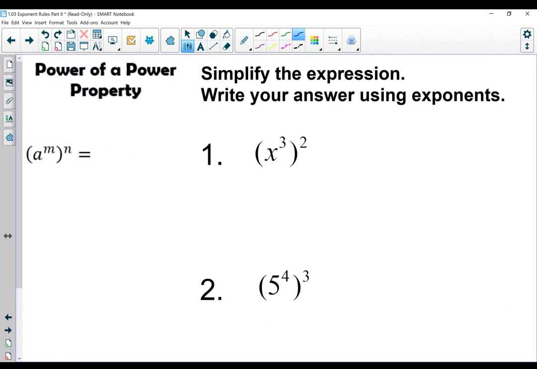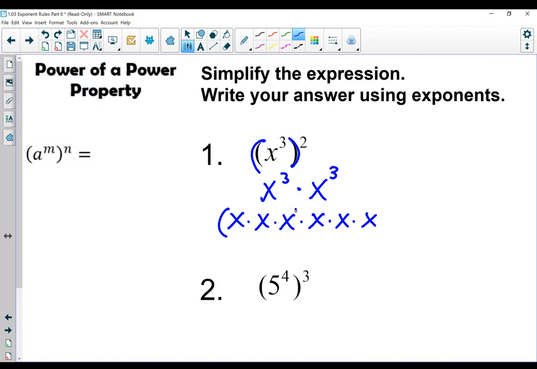So first we're going to look at 1. I have this whole thing, x cubed, in parentheses, and it's being squared. So something squared means multiply by itself. That means I have x cubed times x cubed. And I know x cubed is x times x times x, and the other x cubed is x times x times x. So x cubed here was 3 factors, and then I multiplied by 3 more factors. So altogether, I would have 6 factors of x.